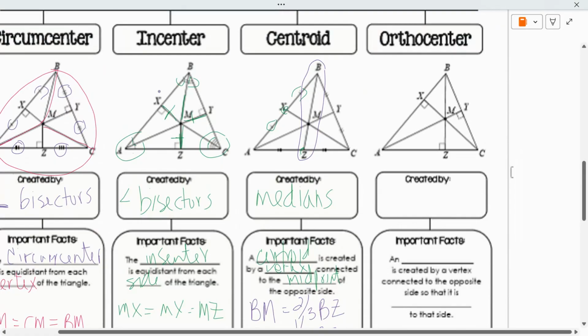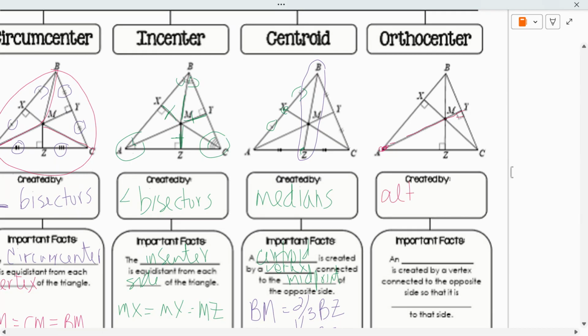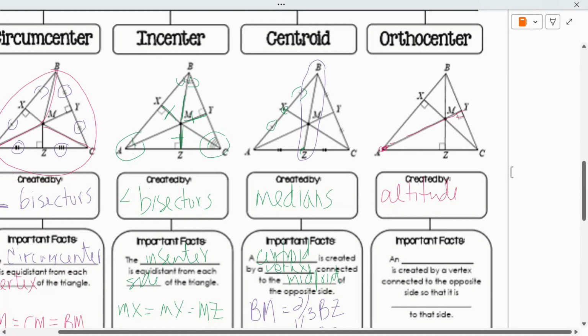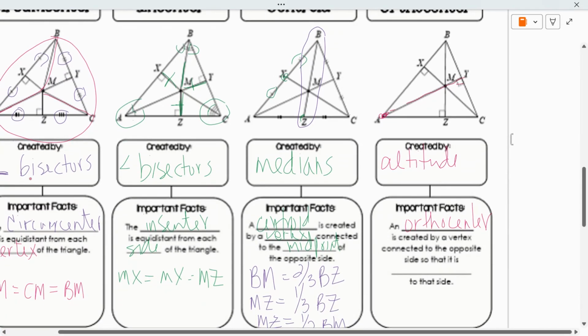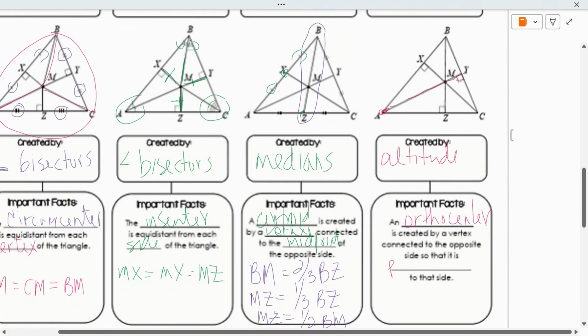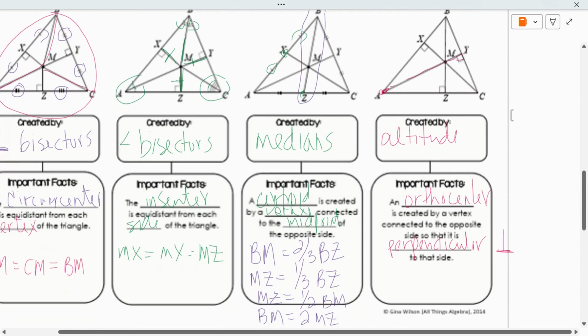All right. Our last one is the orthocenter. Remember that the orthocenter is made by altitudes. You just go from the vertex to the opposite side and it's perpendicular. An altitude is a height. So an orthocenter is created by a vertex connected to the opposite side so that it is perpendicular to that opposite side. And this upside down capital T is the symbol for perpendicular.